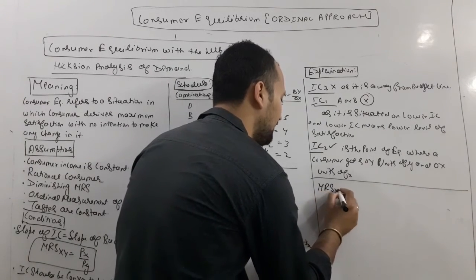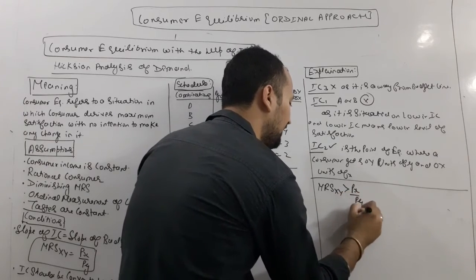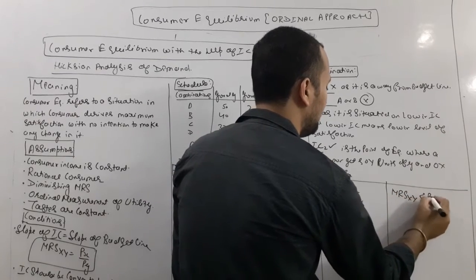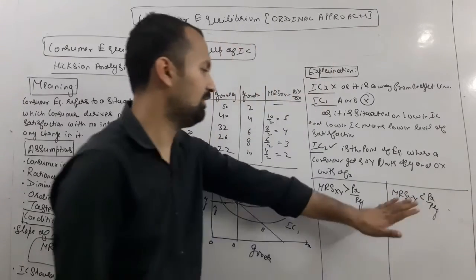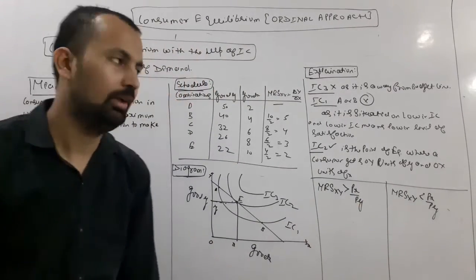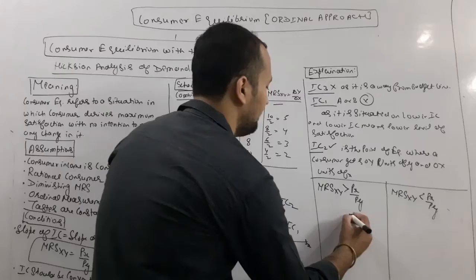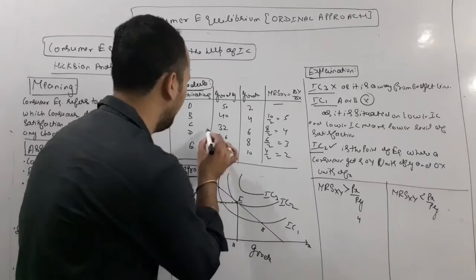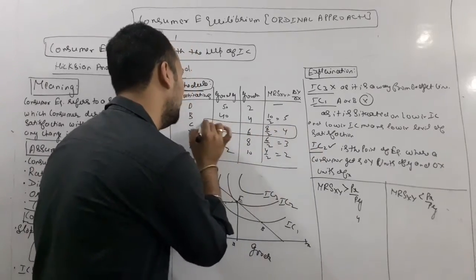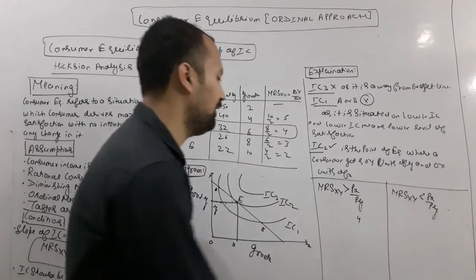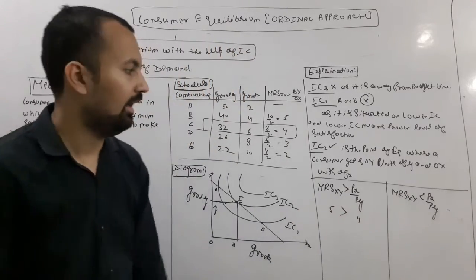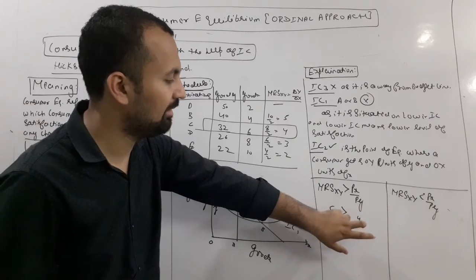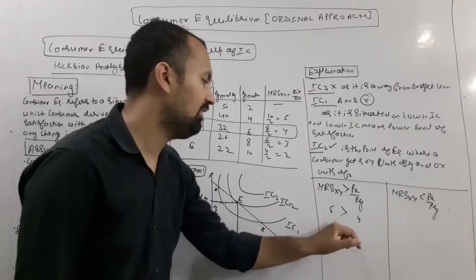Now we are at the end of the chapter, the conclusion. Two situations were there: MRS XY greater than Px upon Py, and MRS XY less than Px upon Py. What do we need to do? This is not the situation of equilibrium, as it was already clear to you. I am just assuming equilibrium is when Px upon Py is 4. Just taking an example to make it clear to you. If this was the situation, it means 5 is greater than 4, MRS XY 5 is greater than 4. I have already assumed that Px upon Py remains constant throughout.